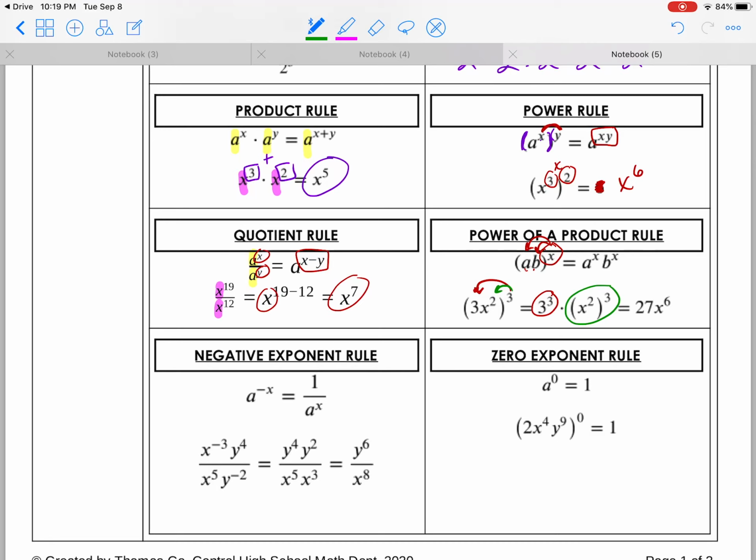Then we're going to simplify. 3 to the third: you can take out your calculator if you need to, but all that means is 3 times 3 times 3, which is 27.